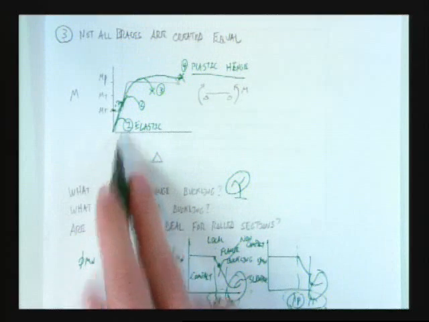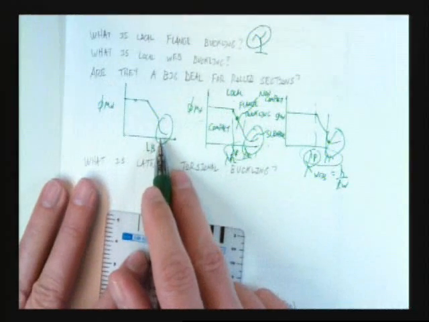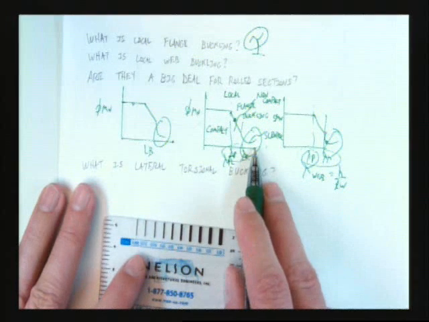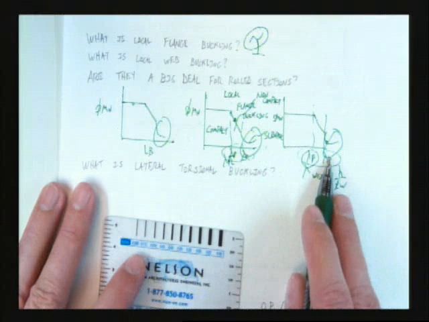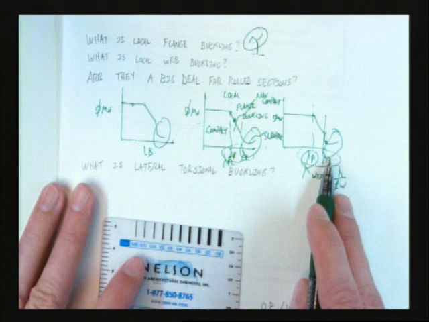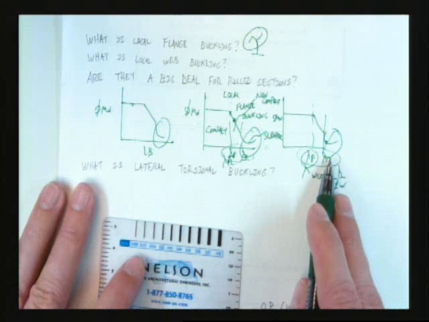Why? It could be because the girder's too long. It could be because the top flange is too slender. And it could be because the web is too slender. It could be all three together. It could be one or two. At least we know at least one of them is controlling. Does that make sense?